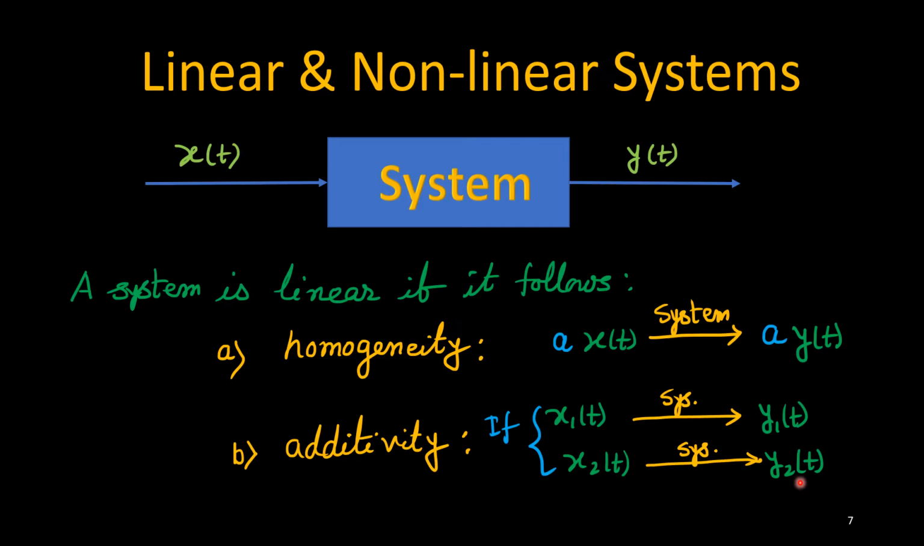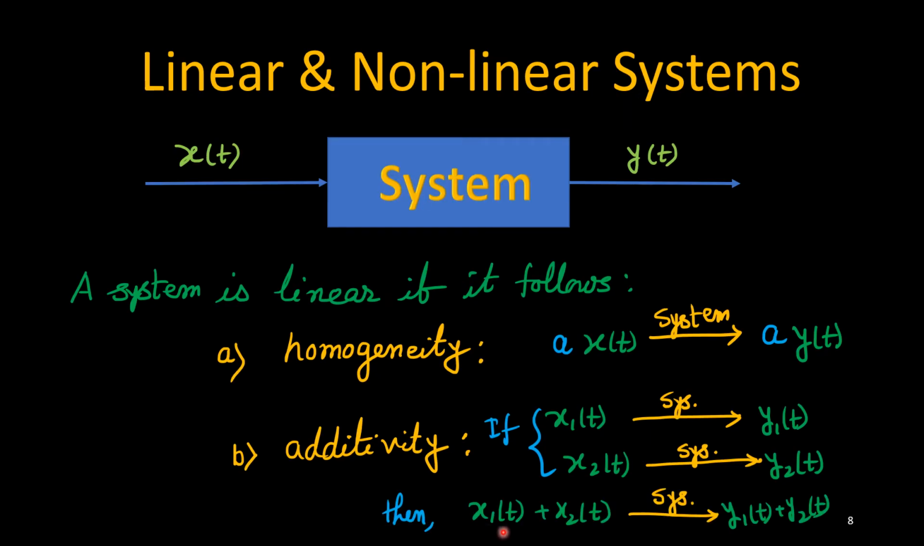Now if I take one simple combination of these two, x1 plus x2, and it is applied to the system, so x1 of t and x2 of t are added, then the output is simply the addition of the previous outputs y1 of t and y2 of t. So if input signals are additive, then the corresponding outputs are also additive. Okay, so this is called additivity.